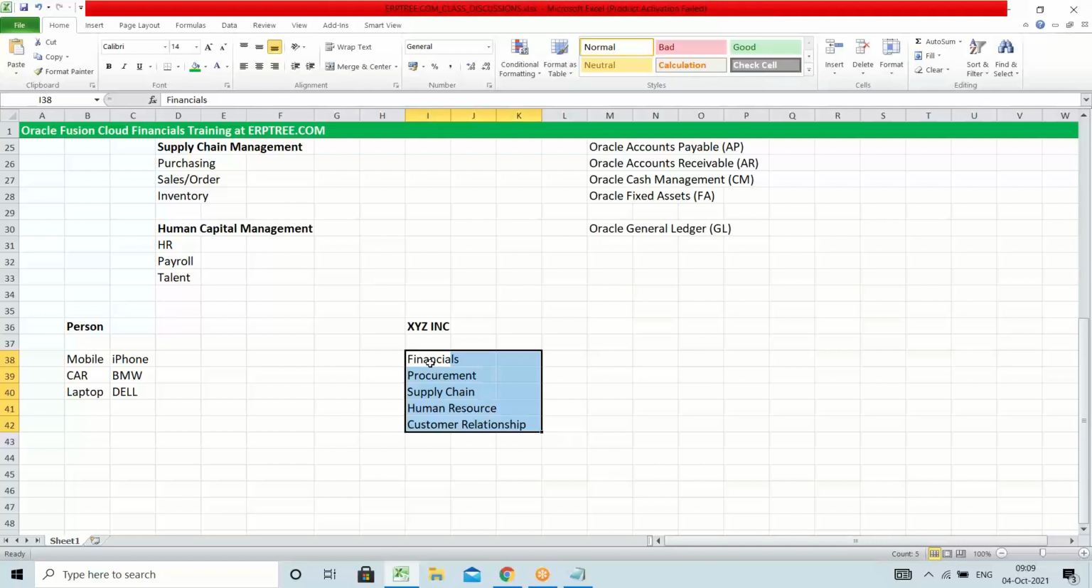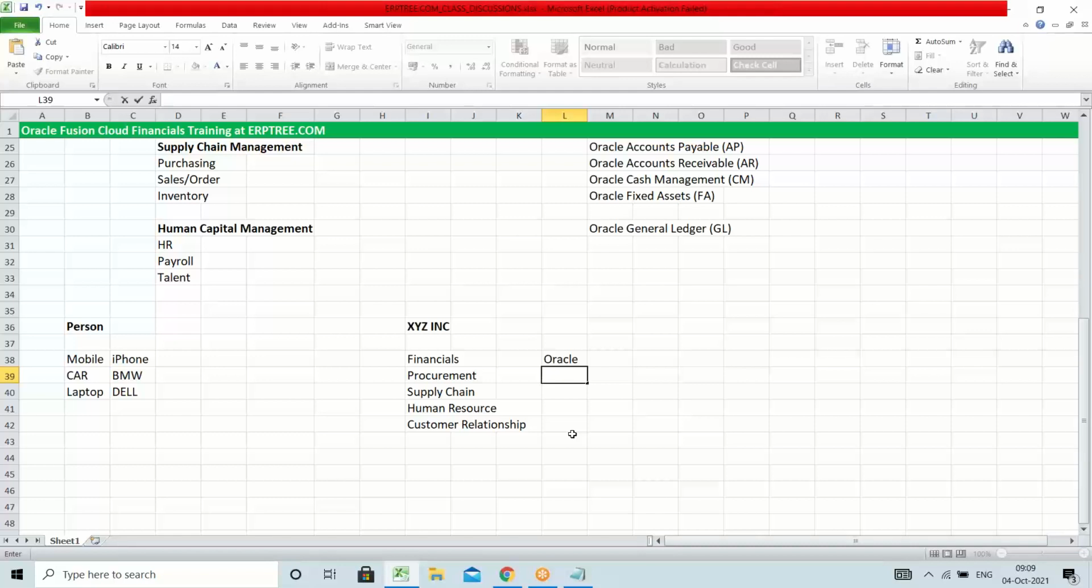For finance, for example, they may pick Oracle, because among all the players in the market, finance is best from Oracle. For procurement, it may be good in, for example, JD Edwards. Supply chain, say, is good in SAP. Human resource is good in the PeopleSoft product. And the customer relationship solution is very good in Siebel.